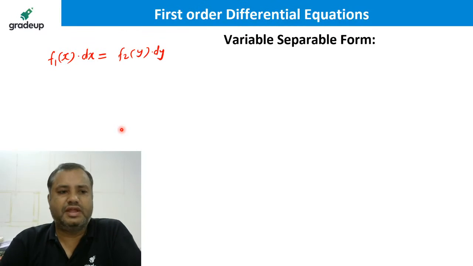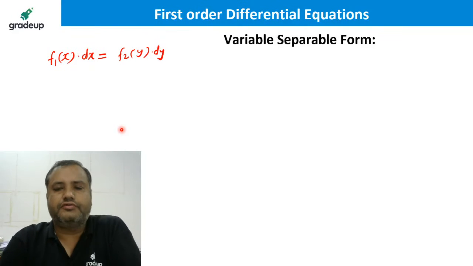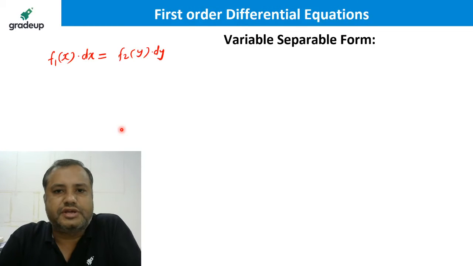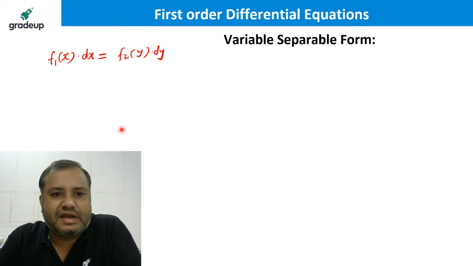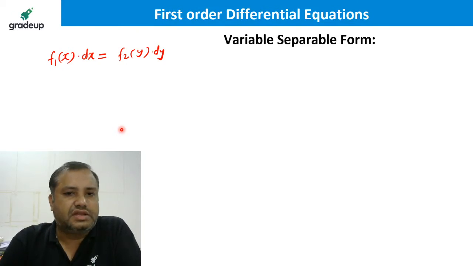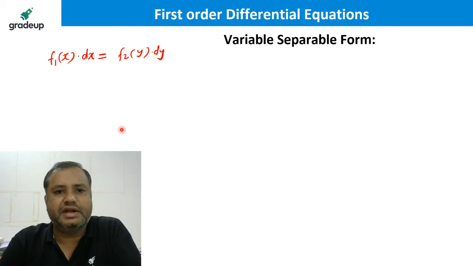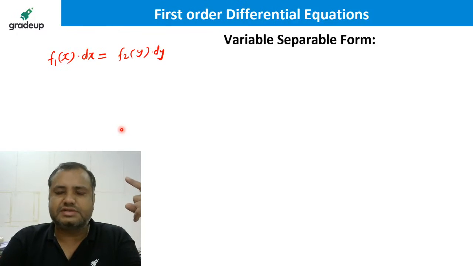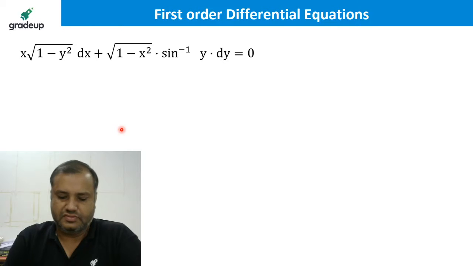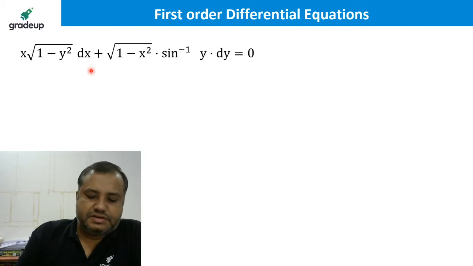How to solve variable separable form? First, you have to separate the variables. Secondly, you have to integrate both sides. And third, you have to add an appropriate constant. Separate the variables, integrate both sides, and finally add an appropriate constant. See this question.